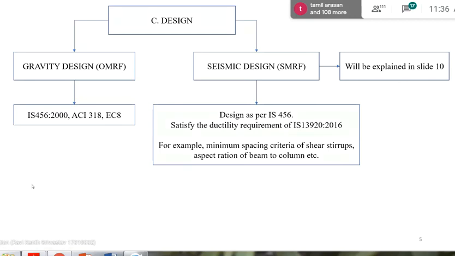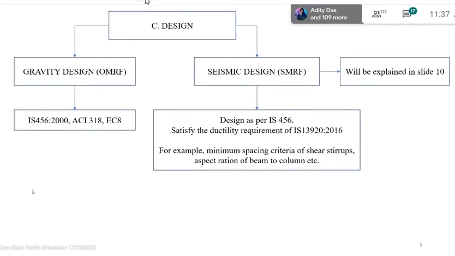Now, if we design a structure for only gravity load, we call that an ordinary moment resisting frame, because we are designing it for some axial force, some moment, and some shear force. Now, if you design it for seismic load or wind load by using IS 18930, we call the designed building a special moment resisting frame, because it takes into account the various ductility requirements as well as the earthquake loads. So we call that kind of building an SMRF building.